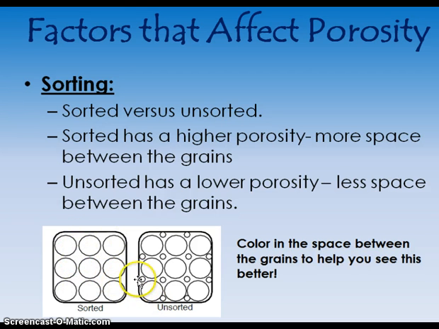The unsorted has these small sediments filling up the pore spaces. Over here, the sorted has lots of space in between. So if it's sorted, higher porosity, more space between our grains. Unsorted, you're going to have a lower porosity because there's less space between our grains.